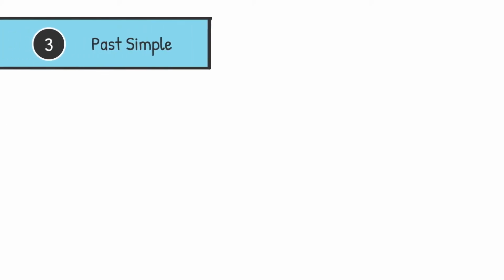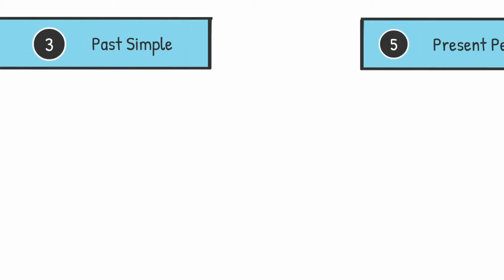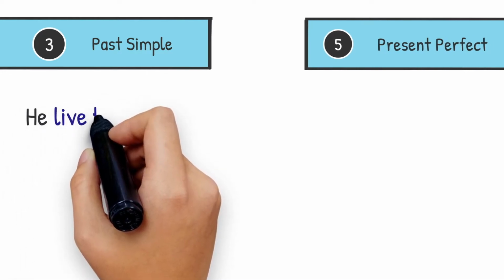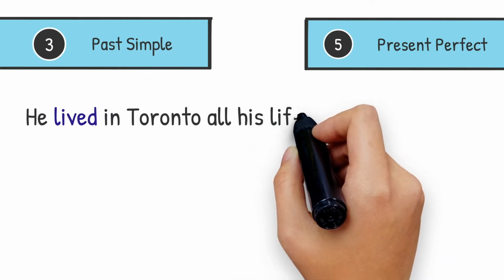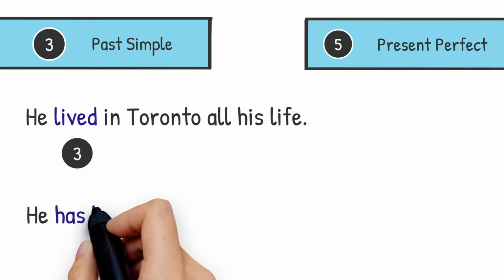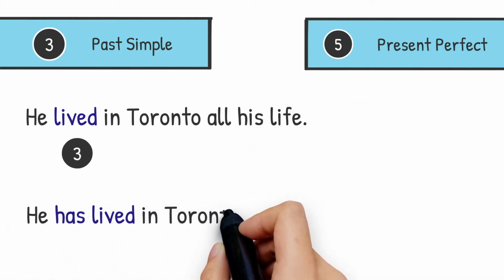Now we're going to move on to number 3, the past simple, and compare it to number 5, the present perfect. This is sometimes a little bit problematic depending on your mother tongue. Look at the following sentences and see if you can find the difference.